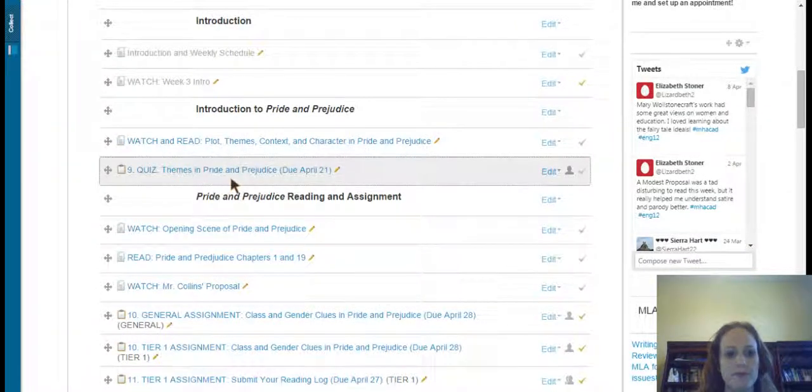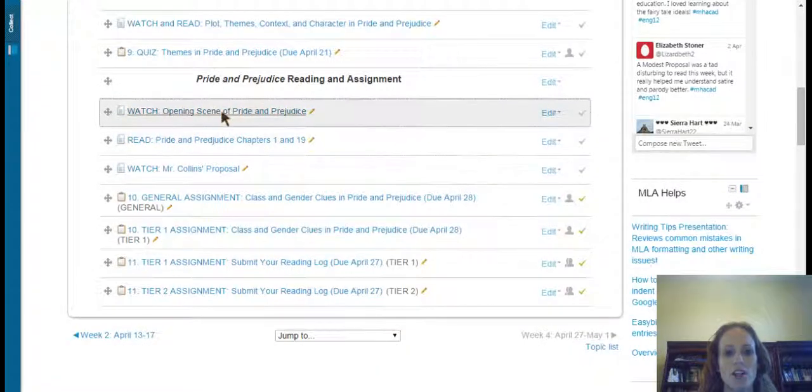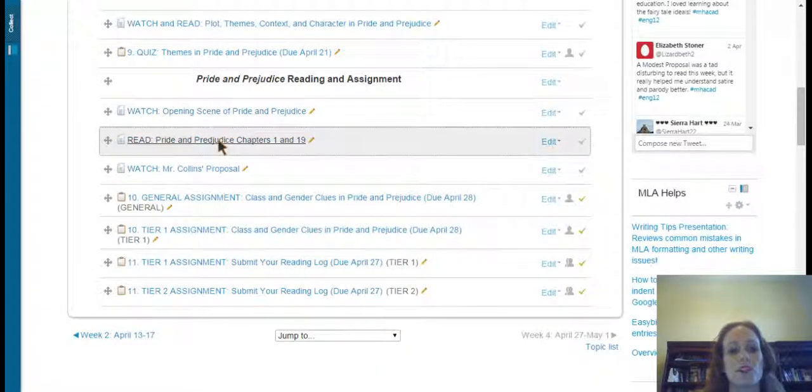And then moving on, you're going to watch the opening scene of the movie, and you're going to read just 2 chapters from this novel. And you may have read the novel before. We're just going to focus on these 2 chapters and what they say, and particularly how she goes about arguing for women's rights in a way that's so much different than Mary Wollstonecraft.